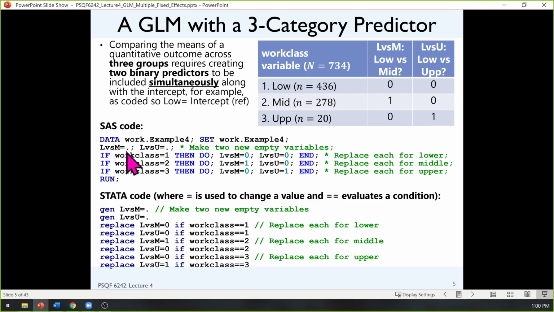In each case, we are setting up brand new empty columns. So the dot means missing data in both of these programs. And then we conditionally fill in the empty columns based on the value of the original group variable, which is work class. So if work class is 1, then the new columns get filled in with zeros. If work class is 2, then the first column gets a 1 and the second column gets a 0, and so on. So this strategy ensures that only values are filled in that match each of these three conditions. If I had a work class equals 4, then the two new columns would stay blank because I didn't address that situation in here.